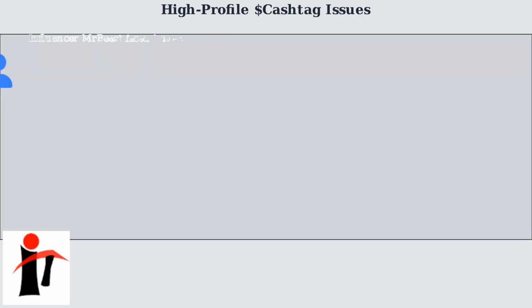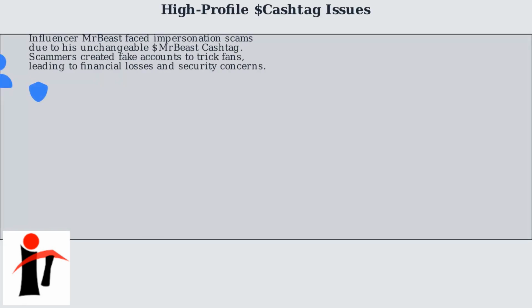High-profile users like influencer MrBeast have encountered significant problems with their unchangeable cash tags. Despite his growing fame, his early MrBeast cash tag couldn't be modified, leading to impersonation by scammers who created fake accounts to deceive fans and cause financial harm.